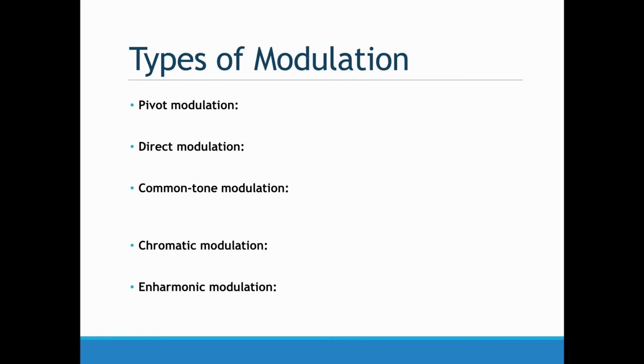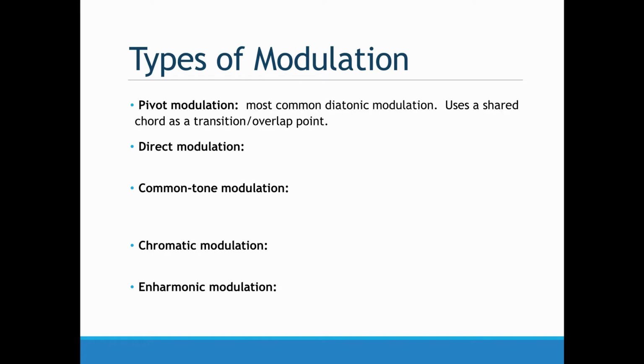We're going to talk about a couple different kinds of modulation throughout the year, but in Music 292, we're actually going to focus on two particular kinds of modulation. Pivot modulation, which you learned last year, is the most common diatonic modulation. It uses a shared chord as a transition or overlap point, and we're going to walk that through in just a few minutes.